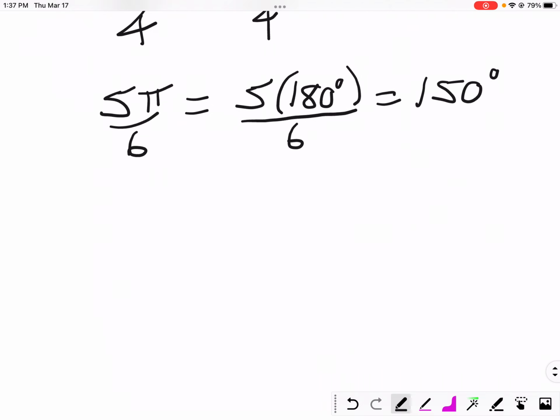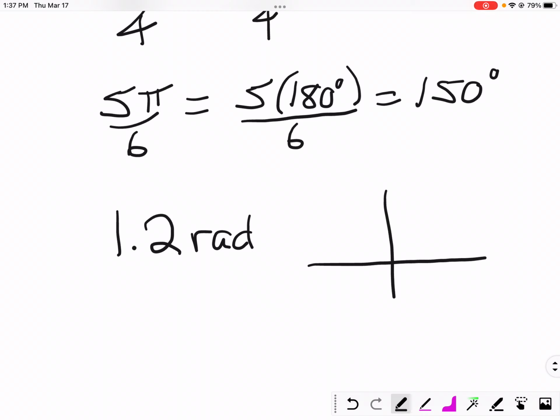So it's really easy to change radian measures with pi in them to degrees by simply changing the pi into 180 degrees. Do not assume that every radian measure has a pi in it. For example, 1.2 radians. 1 radian is in here somewhere. So 1.2 will be somewhere in this first quadrant.